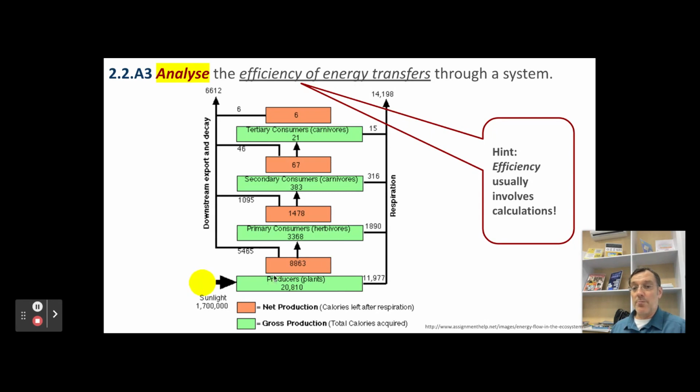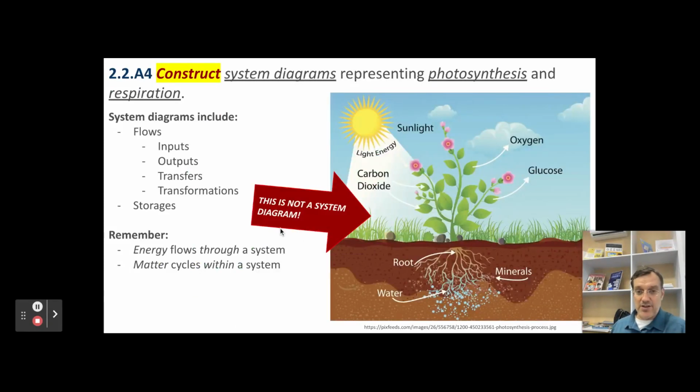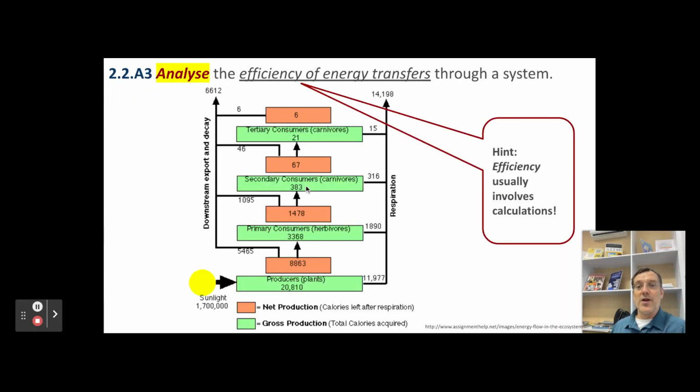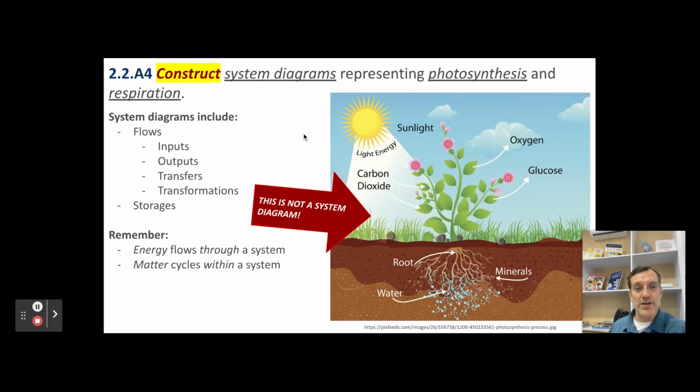So, what percentage of the biomass from producers is passed along to your primary consumers? What percentage of this biomass at your primary consumers is passed along to your secondary consumers? What percentage is passed along to the tertiary consumers? That's your efficiency.